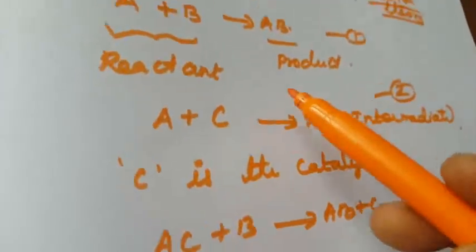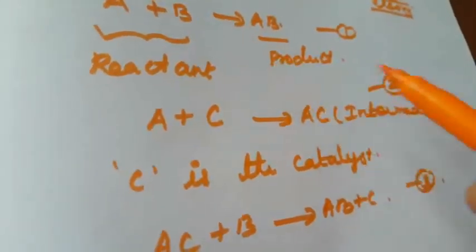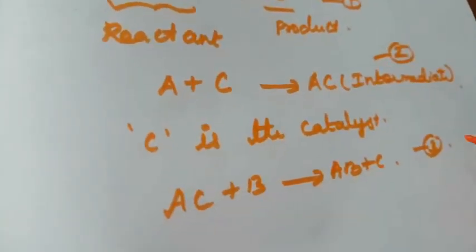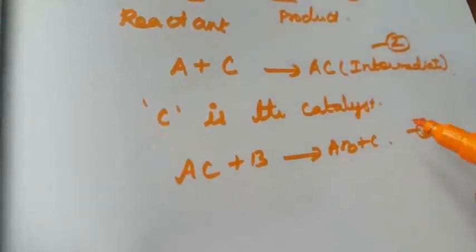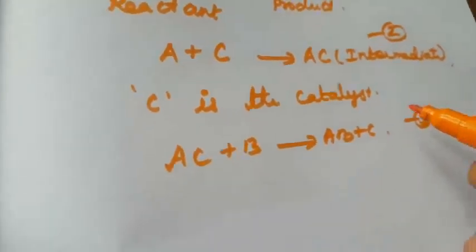For the first equation the activation energy is high. Here the activation energy is lower compared with the first one. The formation and decomposition of the intermediate accelerate the rate of the reaction.